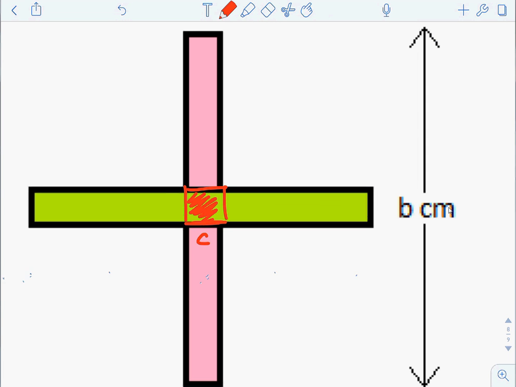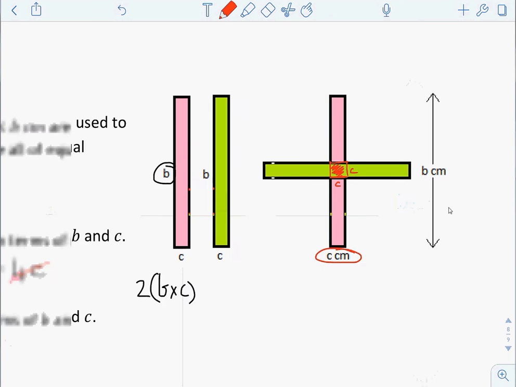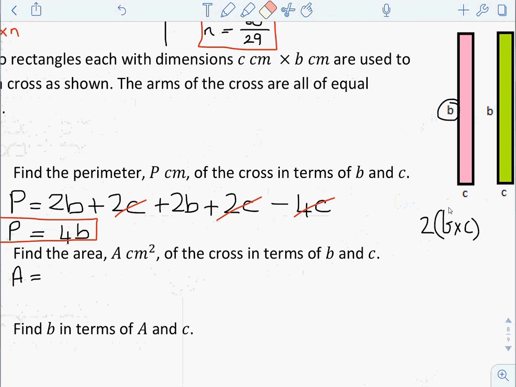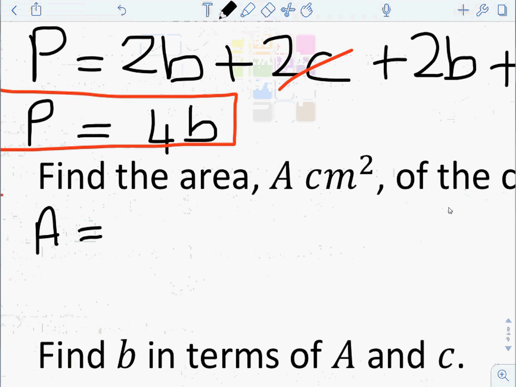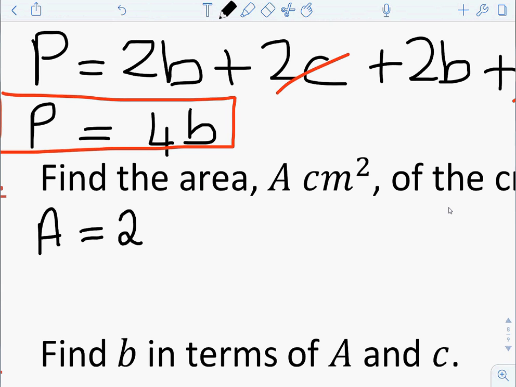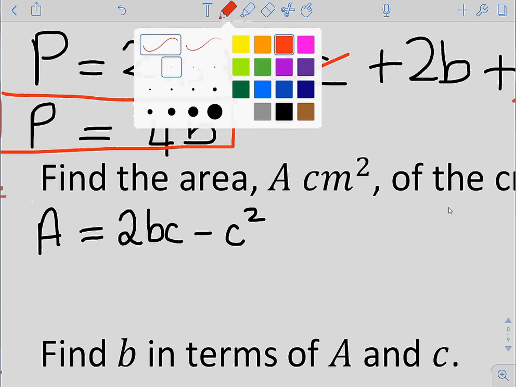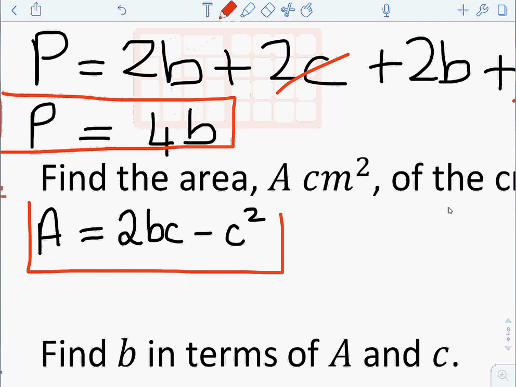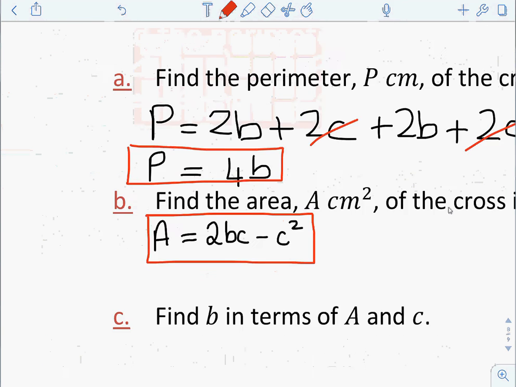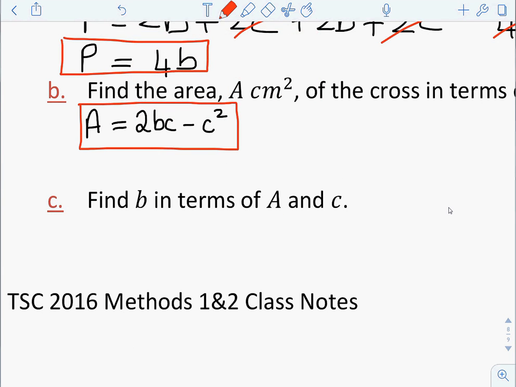That is c times c, which means I am going to be left with the area of the two rectangles, so 2bc, minus 1 lot of c squared. That is the area of the cross in terms of b and c.